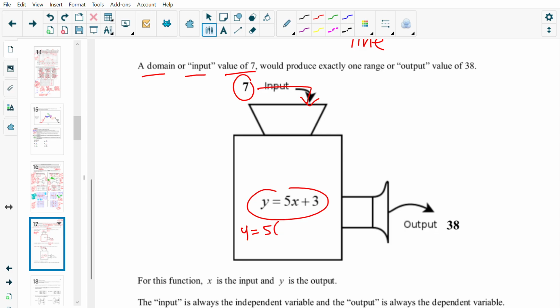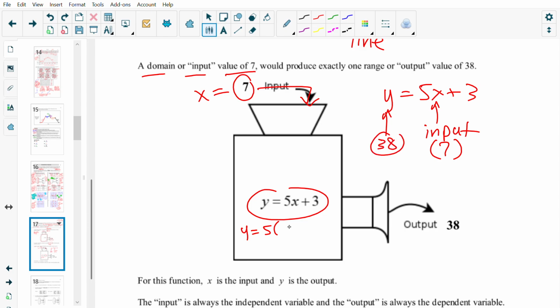Y equals 5 times, this is x equals 7. Remember, y equals 5x plus 3. This is your input. So I'm inputting 7. And then this is my output. Somehow I get a 38 output. How do I get that? 5 times 7 plus 3. This is what's going on inside the function machine. 35 plus 3, and I'm getting an output of 38.